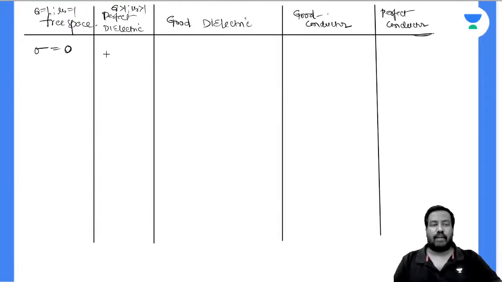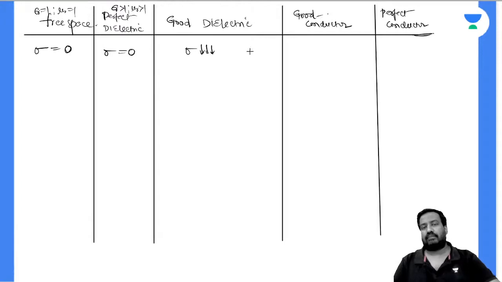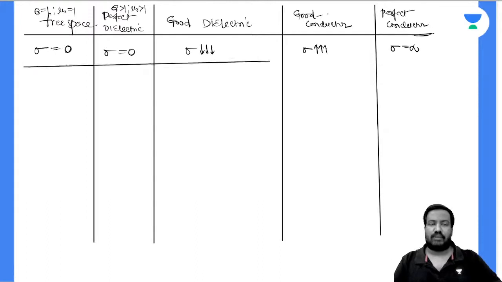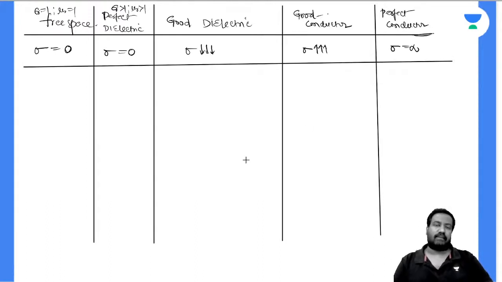but perfect dielectric is also an insulator, it cannot conduct, like rubber or wood. Sigma 0. Good dielectric like glass, it will have little, small conductivity. Good conductor, large conductivity. Perfect conductor, infinity. That is the journey of conductivity through different mediums. The first factor.